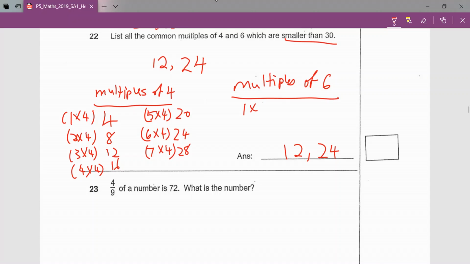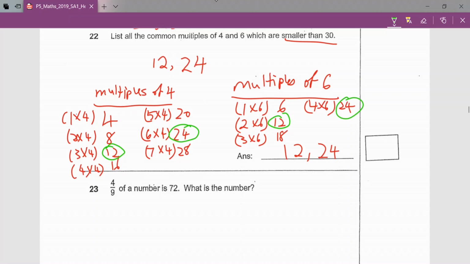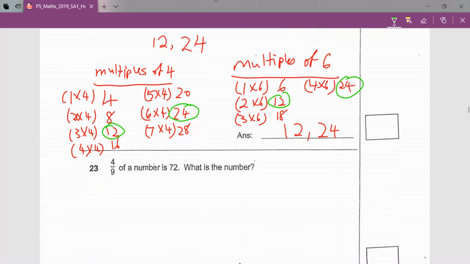Multiples of 6. 1 times 6, I have 6. 2 times 6, I have 12. 3 times 6, I'm going to get 18. 4 times 6, I'm going to get 24. And I have to stop here because the next one will be 30, which is not smaller than 30. So if you look for the common ones, 4 is not in common, 8 is also not in common, 12 is, yes, you see 12 here and 12 here. You see 16 here, you don't see 16 on this side, so no. 20 also no. 24 is the next one on both sides. So these are the 2 answers.